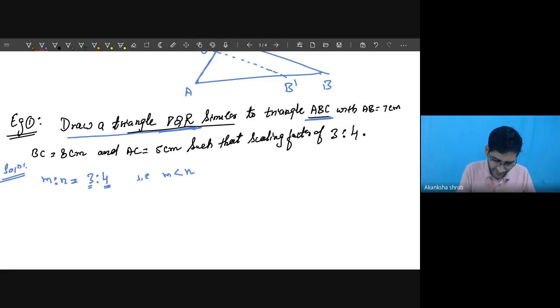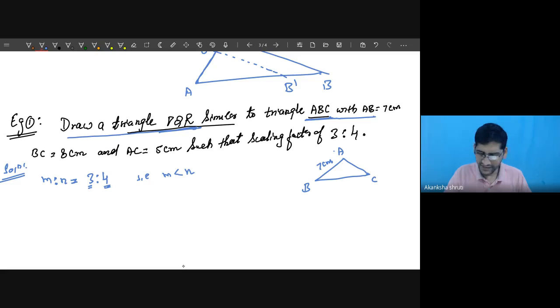So for that, m by n, it is this one. A student, what we have to do, first let us understand. We have to first construct a triangle ABC. Consider this as A, this as B, and this as C. Let me draw it properly. So A, B, C. First one is this one. Here AB is given as 7 centimeter, BC is given as 8 centimeter, and AC is given as 5 centimeters. So first we need to construct this triangle ABC itself. After this construction, we have to go for the similar triangle.